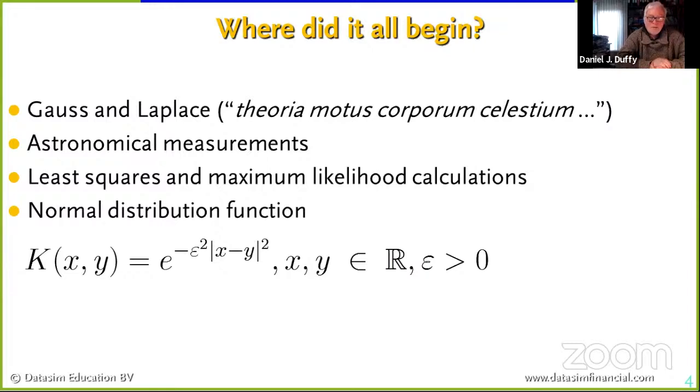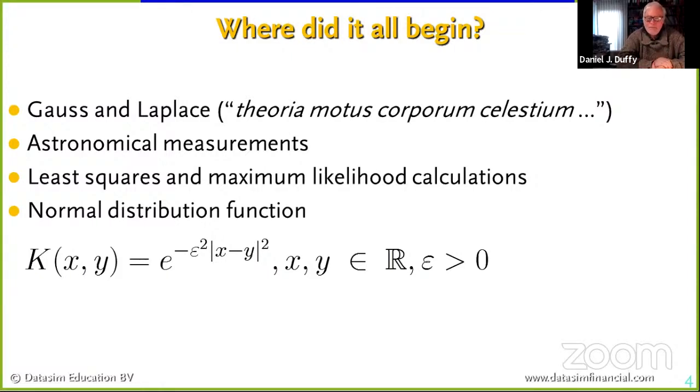And the very first example of a kernel is immediately the normal distribution function. So it's just a kernel of two variables, x and y, of course. It's just the exponential of minus epsilon squared multiplied by the absolute difference between x and y squared. So that's a very simple example. And this has got very many generalizations as well. My feeling is that of all the kernels, there are many kernels, the Gaussian kernel is pretty good still. Jean-Marc can maybe say some more about it later on. So that's just a kernel function.